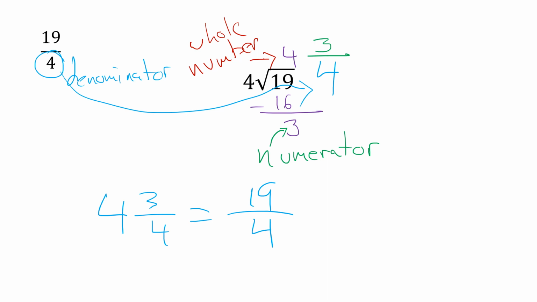And you should always be checking your problems to make sure that you actually got your math right. So go ahead and check this one really quick. 4 3/4, if we multiply and add, we should get 19/4. So 4 times 4 is 16. 16 plus 3 is 19. 19/4. Good, we got it.